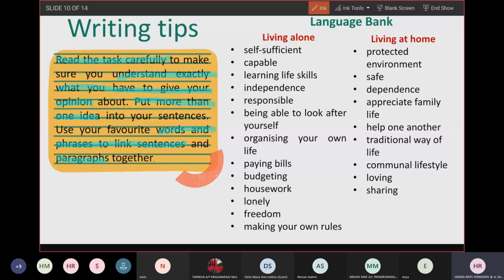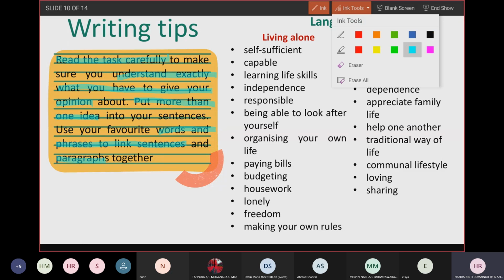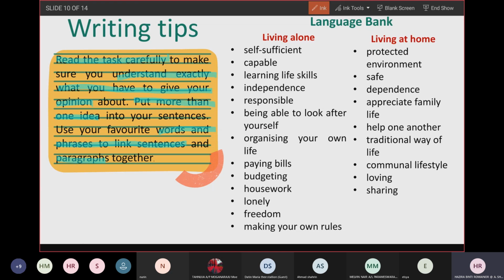Okay, here look at the language bank. You may use it later while you wanted to write your essay. All right, living alone and living at home. So maksudnya antara tinggal sendiri or bersendirian or tinggal bersama keluarga di rumah.